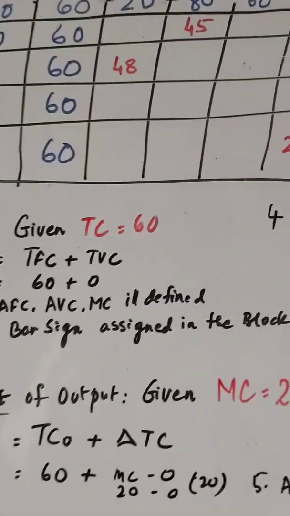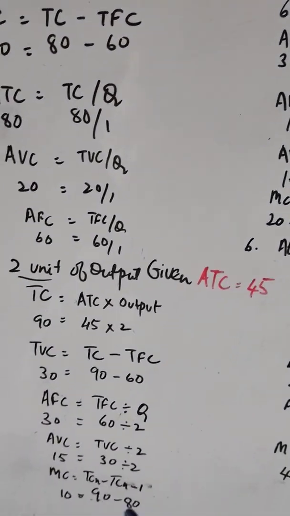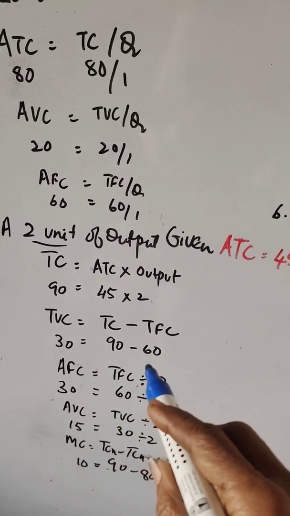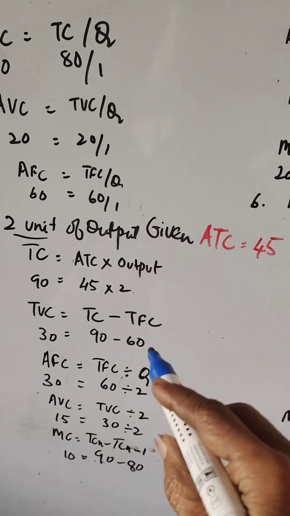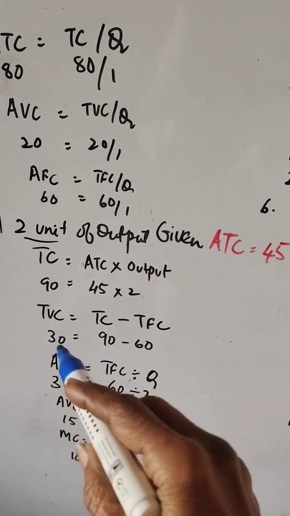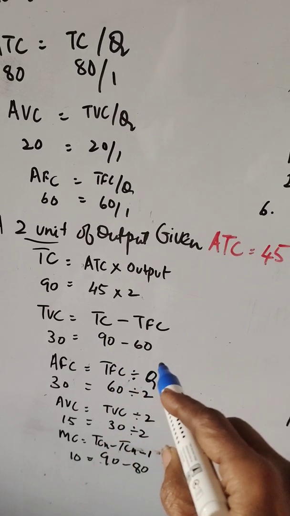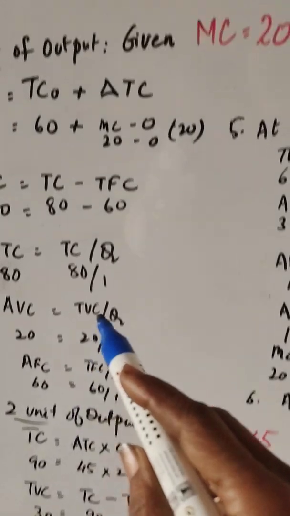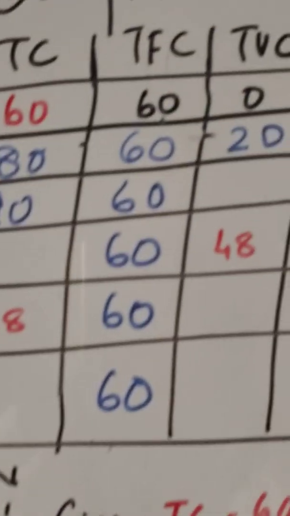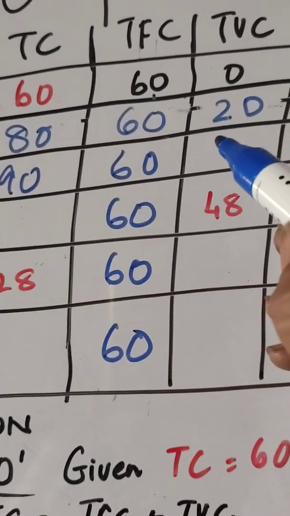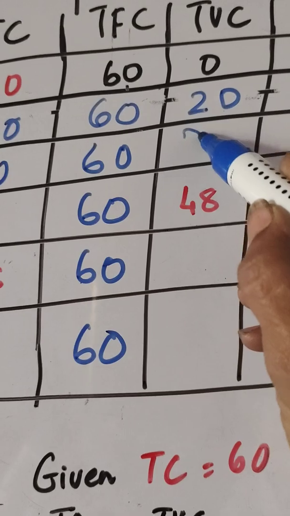Now let's come to total variable cost. I'm sure you will work it out. Total cost is 90 minus total fixed cost, which is 60, which we already know. So total variable cost will be 90 minus 60, which is equal to 30. So that is the total variable cost.